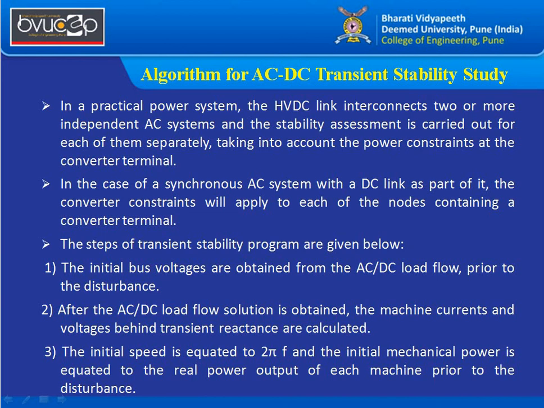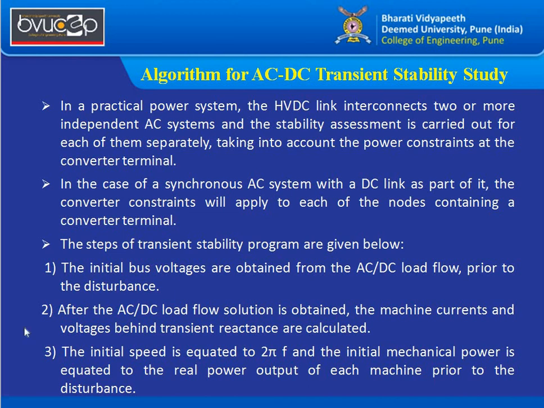Now let us go quickly through the algorithm of AC/DC transient stability. As we have seen, for an HVDC link, the stability assessment is carried out taking into account the power constraints, then the synchronous AC system and DC link is considered, which will apply at the different nodes considering the converter constraints. So these are the steps for transient stability.